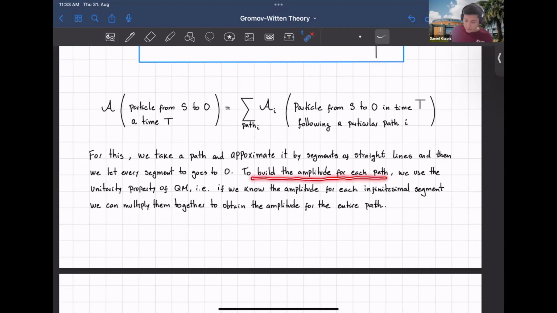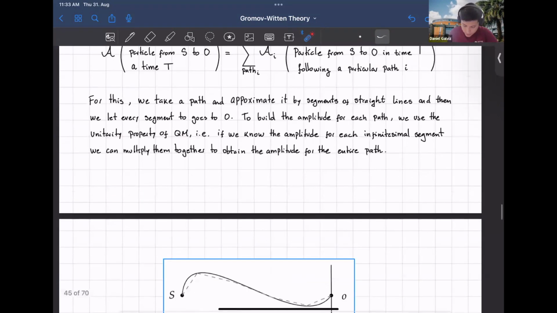Then to build the amplitude for each path, we use the unitarity property of quantum mechanics, which is how you transform a state from one state to another. In this case, we want to go from a state at one point to another point. That means if we know the amplitude for each infinitesimal segment, we can multiply them together to obtain the amplitude for the entire path. So this is what we want: to create just one little segment and then extend it to the whole path. For now, we are just considering one path. So how can we do this?